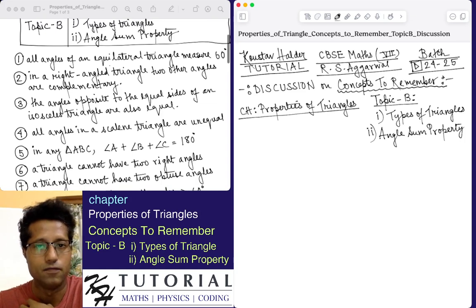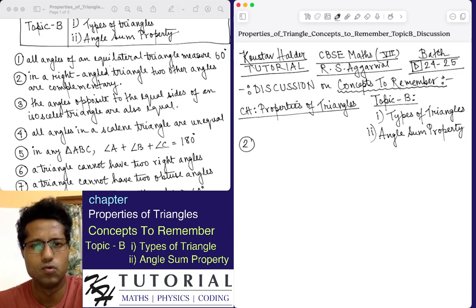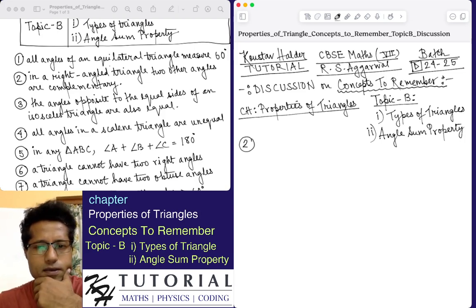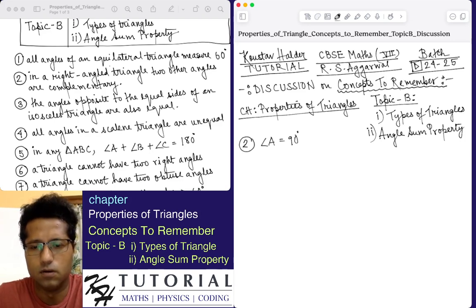So the fact that in a right angle triangle, let's do a little bit of discussion point wise. In a right angle triangle, the two other angles are complementary. Why? Let's say in a triangle ABC, angle A equals 90 degrees.